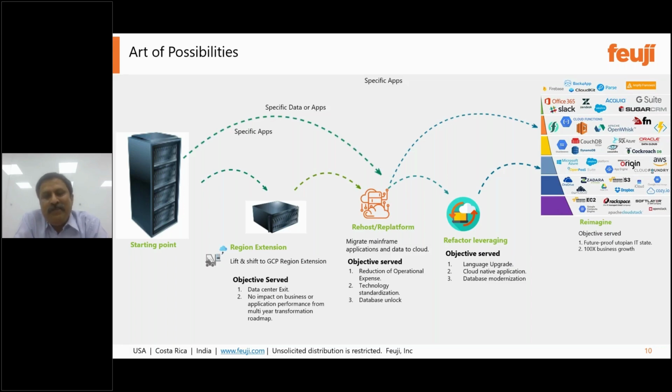Now, coming back to refactor and leverage, here there is a scope for consolidating the applications, rationalizing the applications, then also leveraging cloud native applications. You can modernize your database depending upon the versions you are running on. The last one is reimagining. This is the complete end goal, the ideal goal for any customer, where they can migrate the complete applications as well as leverage the velocity as well as the economics of the cloud.